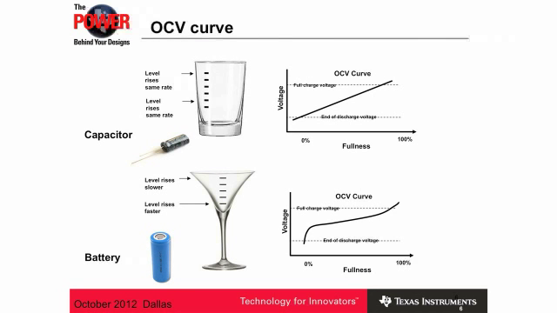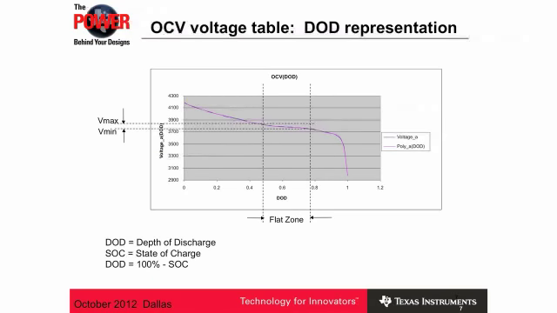So this is the OCV voltage table, or DOD representation. You saw your first one back here. You notice this one is arranged coming down from right to left. You'll see them that way, and you'll see them most of the time like this, where we start with a full charge on the left, and the curve comes down towards the right, fully charged, discharging, discharging, and then suddenly we fall off the cliff as we get near the end of the discharge.